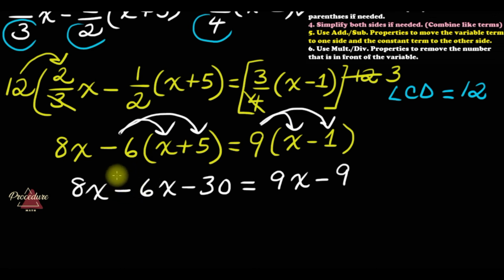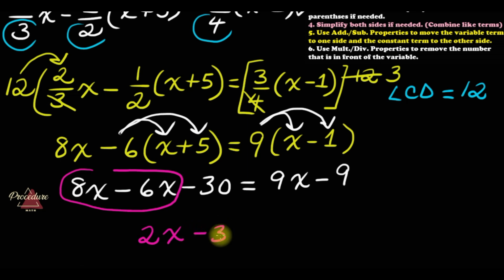Simplify means you got to combine like terms. So it looks like we're able to combine these two terms because they're like terms. They both have x as the variable. So combine those two terms. We have 2x minus 30. And then this side we have 9x take away 9. Okay, so that's step 4.